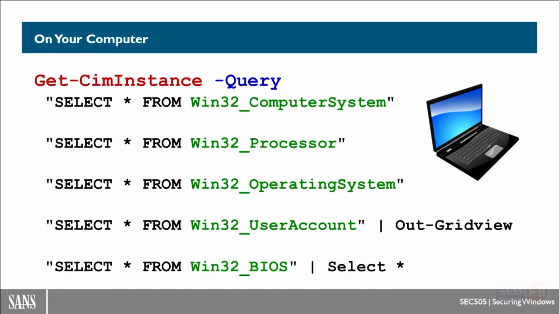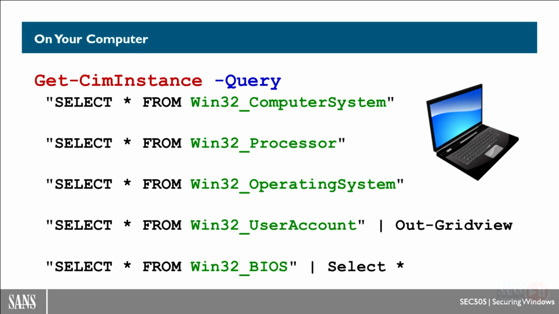Now, how do we execute this query in PowerShell? The main PowerShell cmdlet is Get-CimInstance. And as you can see, it has a query parameter where you pass in the query inside quotes. The keywords are capitalized in these examples, but it's not case sensitive. You can type this all in lowercase and it still works just fine.